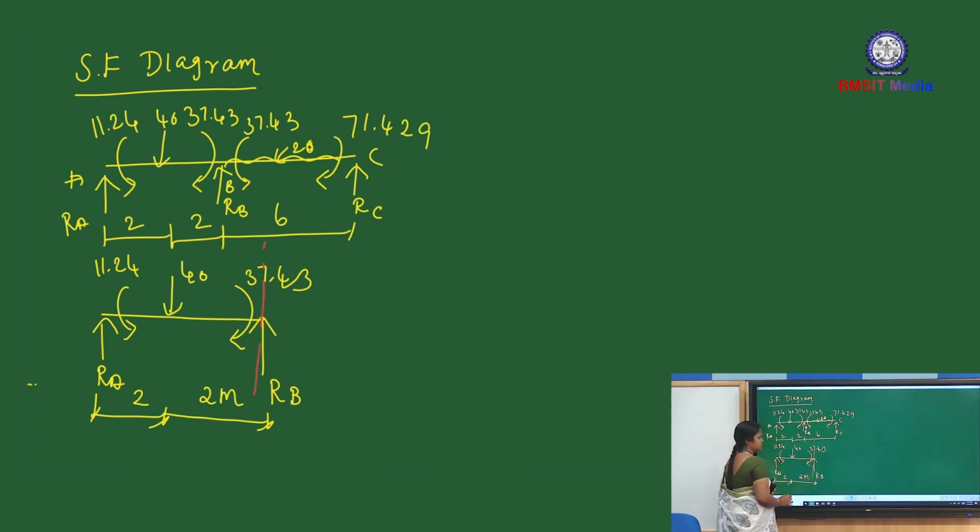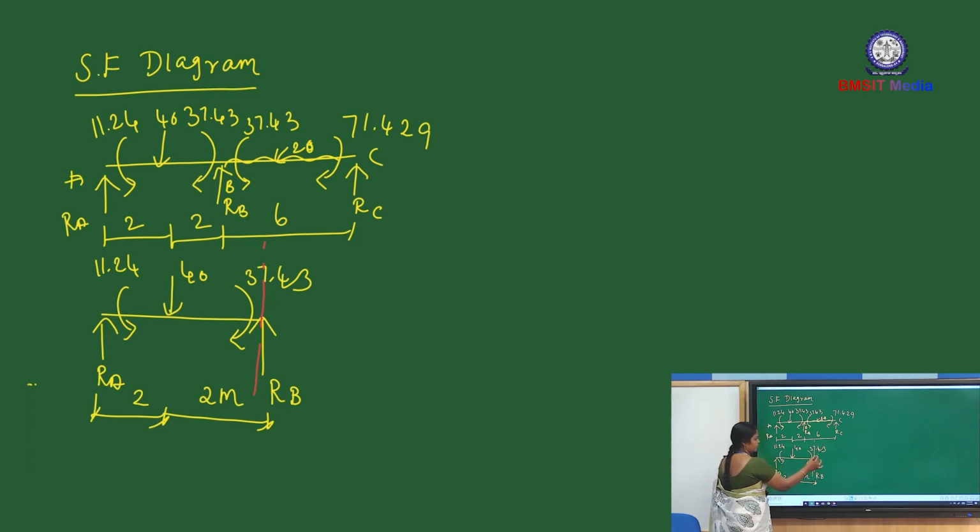We can consider this section either left side or right side. Here I am considering the section at the right side of the beam. So here we have to consider either this section or this section for finding the support reaction. I am considering the right side of this section.